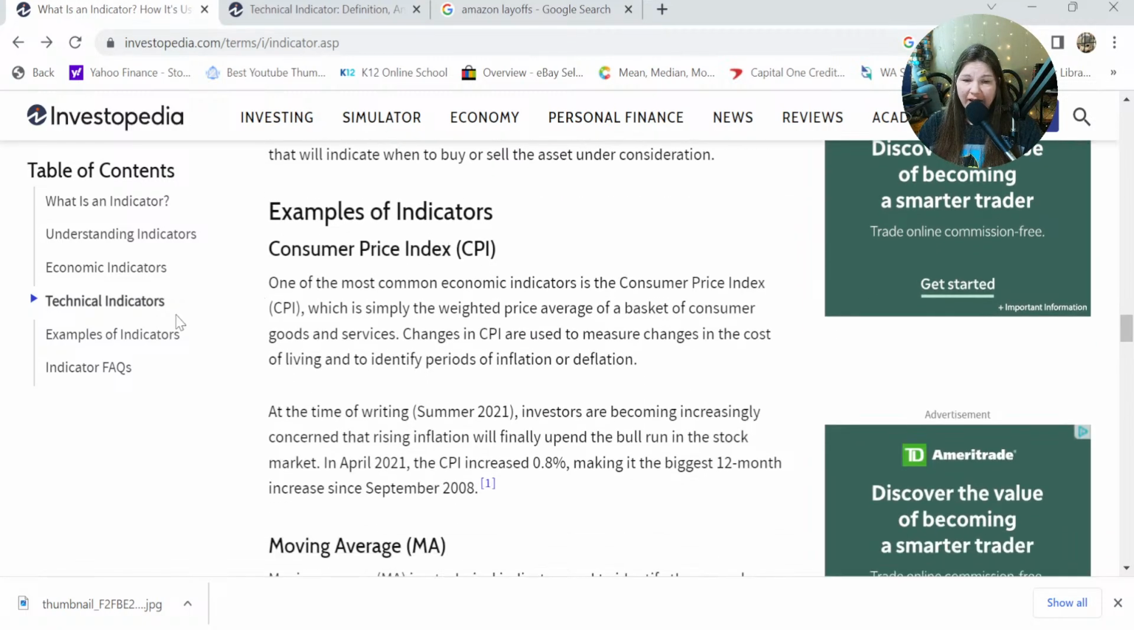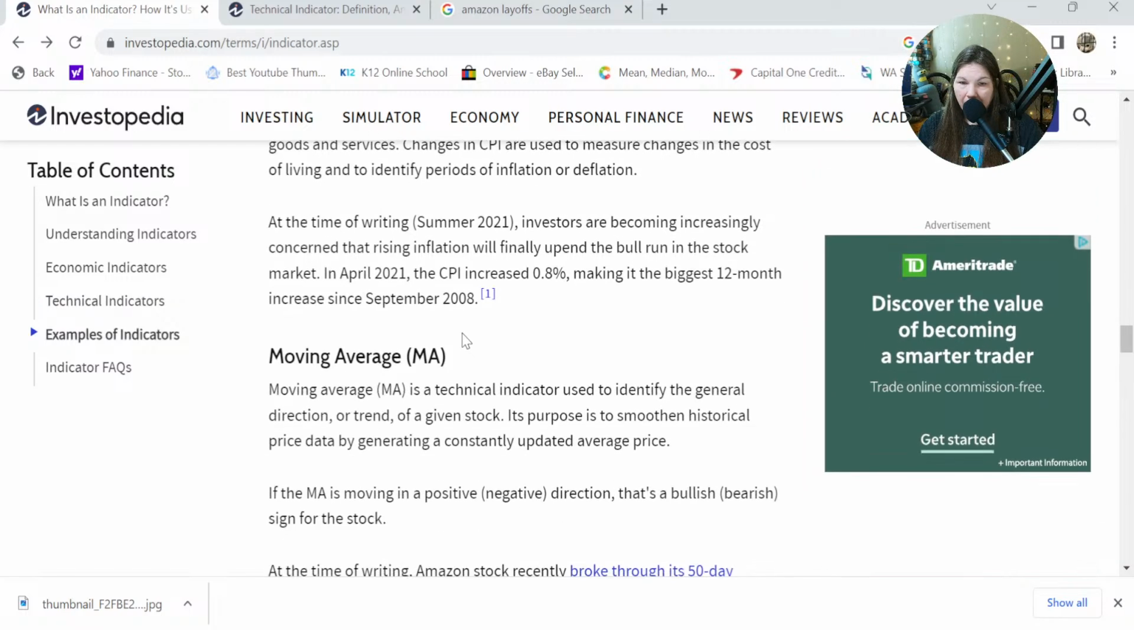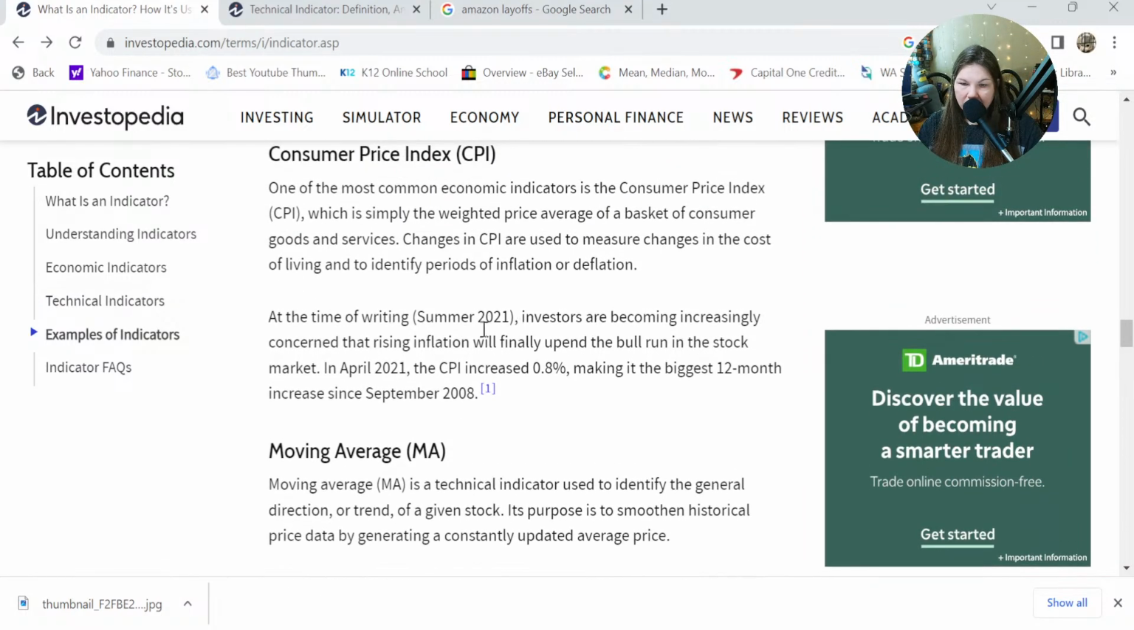Examples of indicators: there's the Consumer Price Index. One of the most common economic indicators is the Consumer Price Index, which is simply the weighted price average of a basket of consumer goods and services. Changes in CPI are used to measure changes in the cost of living and identify periods of inflation or deflation. At the time of writing, this was in 2021, so 2 years ago, guys, investors are becoming increasingly concerned that rising inflation will finally upend the bull run in the stock market.